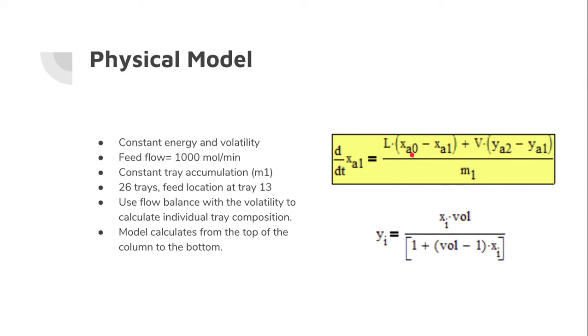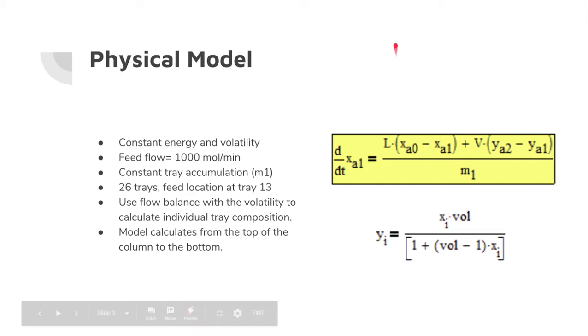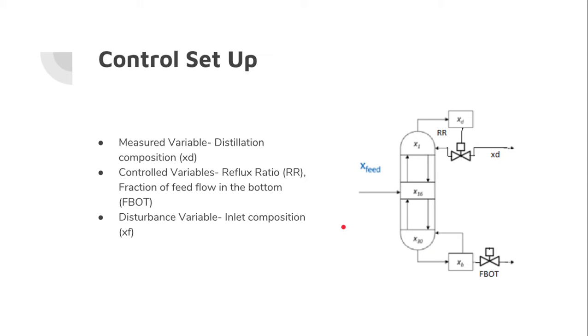These two equations calculate what the liquid composition is on each tray and the vapor composition on each tray. And it calculates it from the top and the bottom based on the flow rates and the volatility.